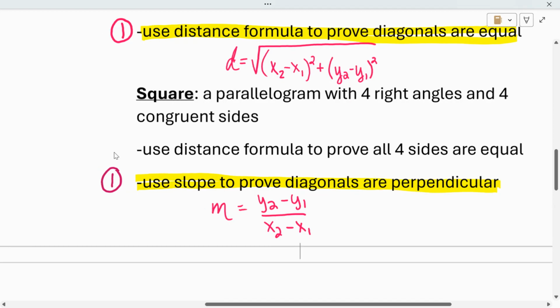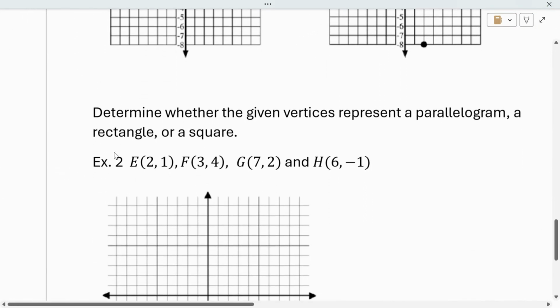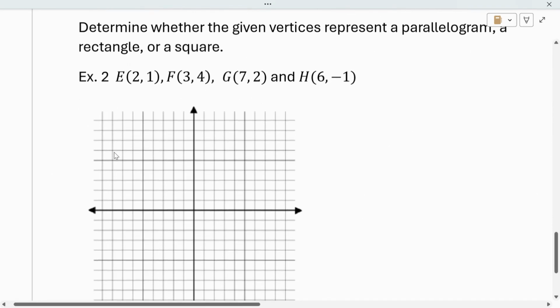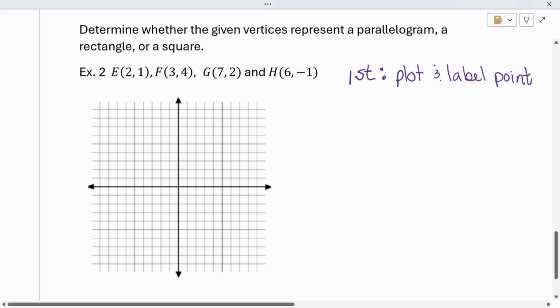Okay, so let's do an example together. I'm not going to do this yet. We'll do this tomorrow. Let's do example number 2. It says, determine whether the given vertices represent a parallelogram, a rectangle, or a square. So the first thing that we have to do is plot the points. Plot and label the points. That's the first thing that we're going to do.